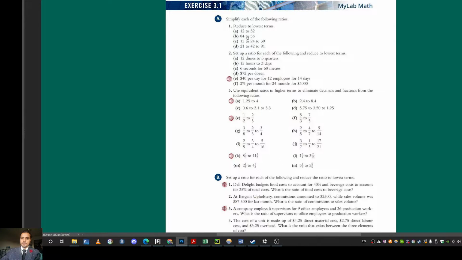Okay guys, now to something fun. So we finally have some questions to do. So let's look at this. It's saying reduce to lowest terms. So all that means is it's just like a fraction that we're reducing to lowest terms. And we have already covered fractions, so you know how to do it.